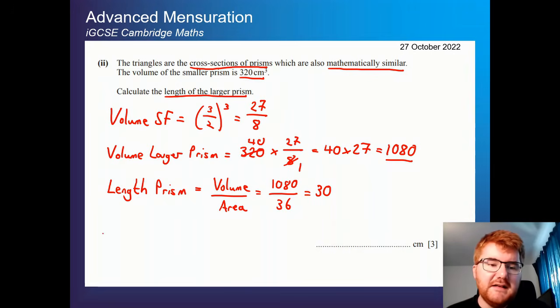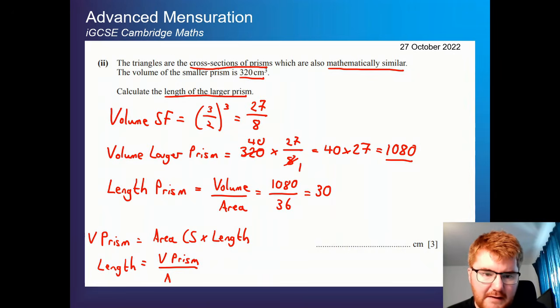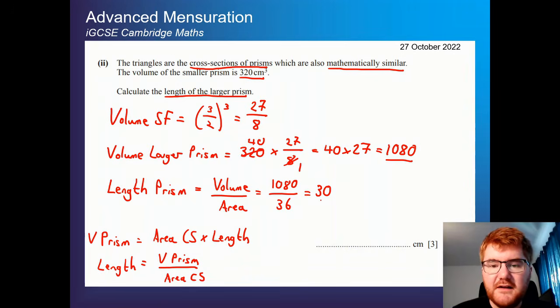I'm using the idea here that a prism, the volume of it, volume of prism equals area of cross section, CS, times length. So if we want to work out the length, then the length, just by a quick rearrangement of that formula, is going to be the volume of the prism divided by the area of the cross section. So I'm exploiting this formula to then work out the answer quite quickly and quite efficiently here as 30, like so.